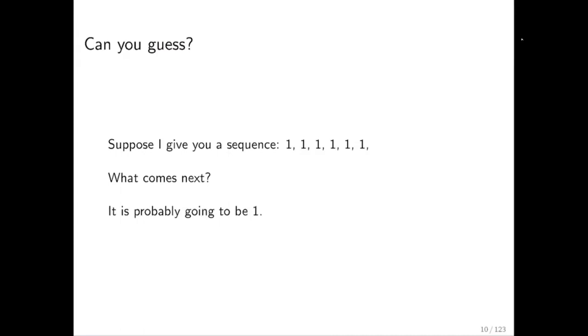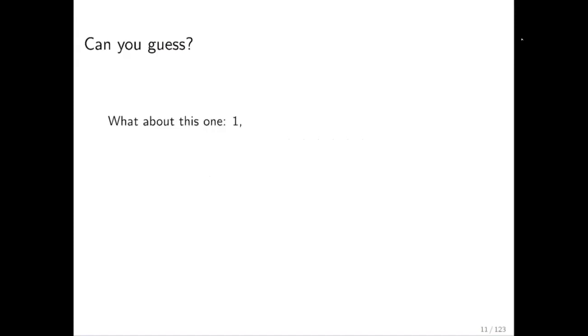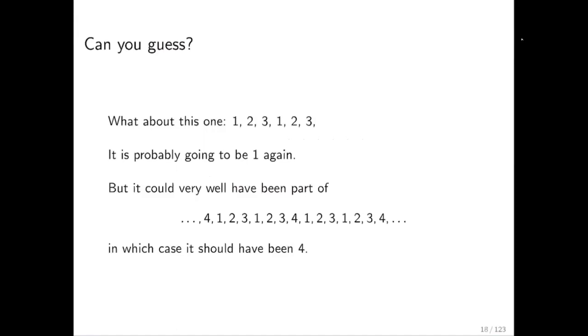But now suppose I give you this sequence, which is 1, 2, 3, 1, 2, 3, 1, 2, 3. If I ask you again, then you'll probably say that it's going to be 1, right? Because that's what would come next. However, it could very well have been part of a longer periodic sequence where you would have 4, 1, 2, 3, 1, 2, 3, 4, 1, 2, 3, 1, 2, 3, 4, 1, 2. In which case, the element which follows this has to be 4.